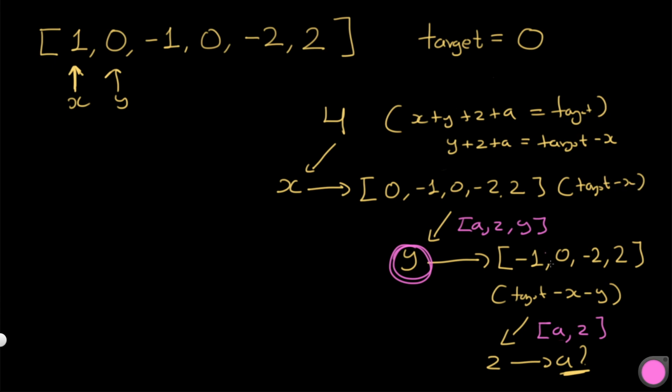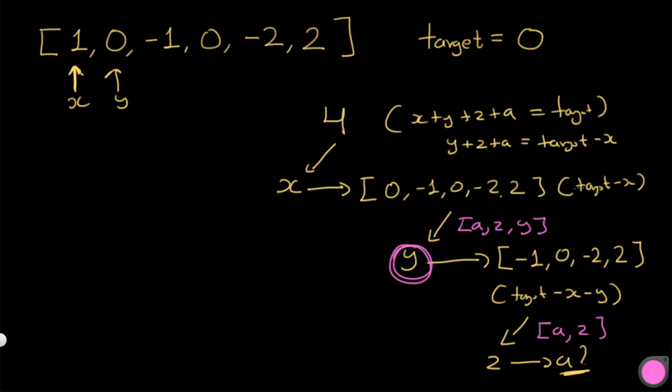That's it. And if you don't believe me on that, a plus z is equal to target minus x minus y. And just by simple algebra, if you add y on both sides, this is going to cancel out, right? So that's it. We're just going back each step. Now we go back another step.